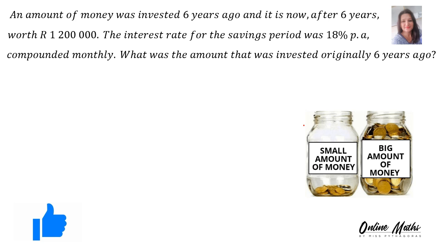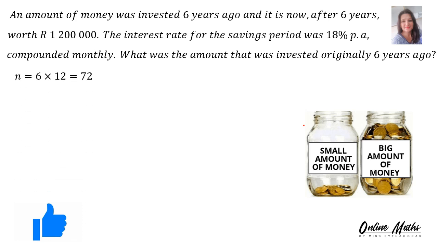An amount of money was invested 6 years ago and it is now, after 6 years, worth 1.2 million rand. The interest rate for the savings period was 18% per annum, compounded monthly. What was the amount that was invested originally 6 years ago?